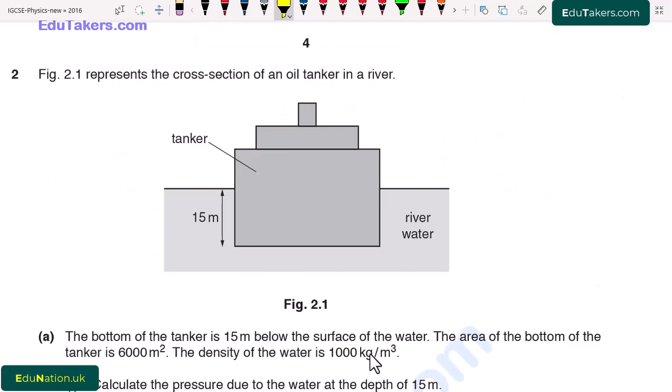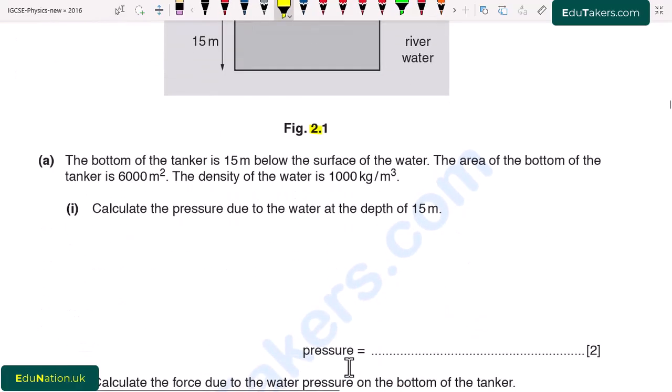Question number 2. Figure 2.1 represents the cross-section of an oil tanker in a river. Here is the figure 2.1 and there is an oil tanker in the river. Part A. The bottom of the tanker is 15 meters below the surface of the water. The area of the bottom of tanker is 6000 meters square. The density of water is 1000 kg per meter cube. Part 1. Calculate the pressure due to the water at the depth of 15 meters.